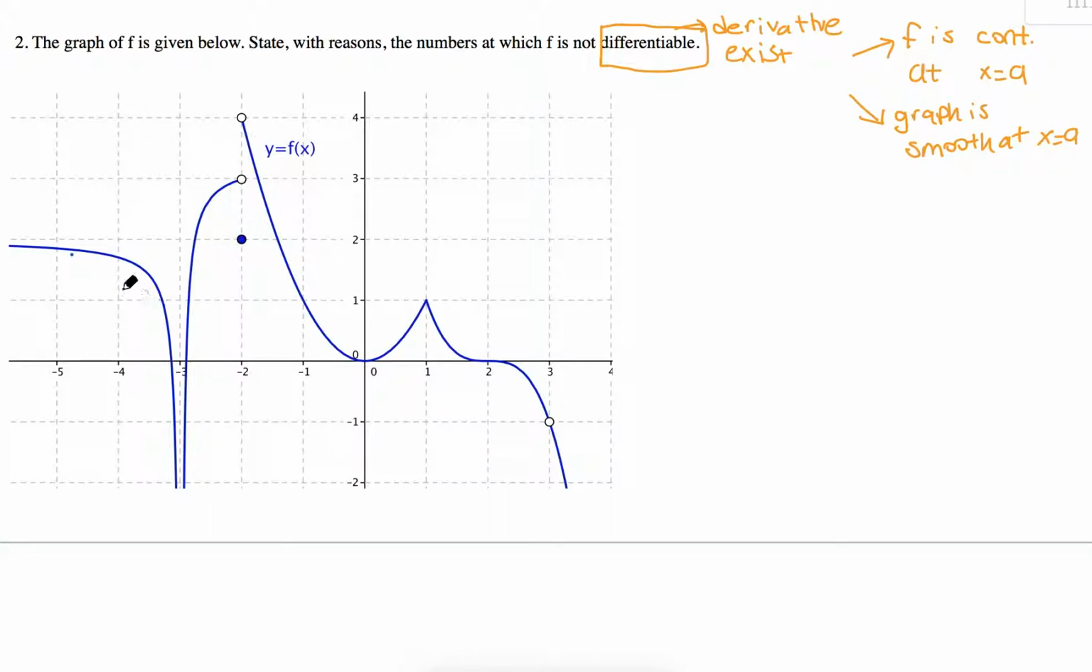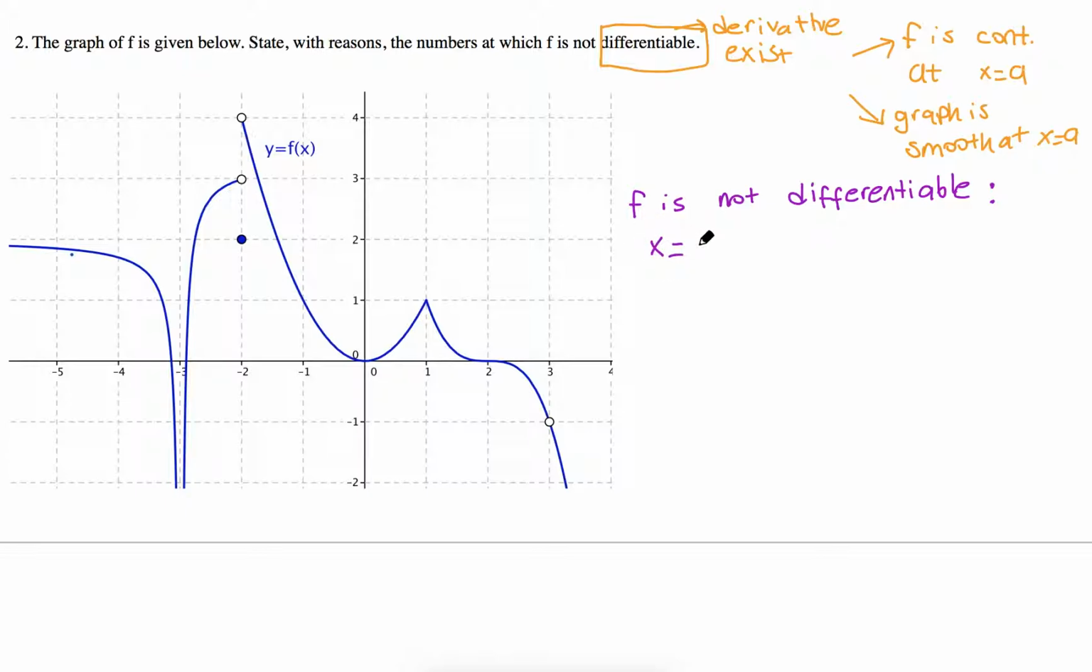Okay, so let's take a look at this graph. First of all, we see that the function is not continuous at -3. So since this first condition fails, f is not differentiable at x equals -3. I will list several points. So f is not differentiable at -3.